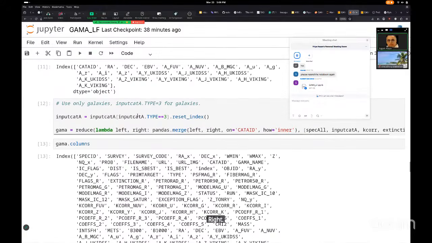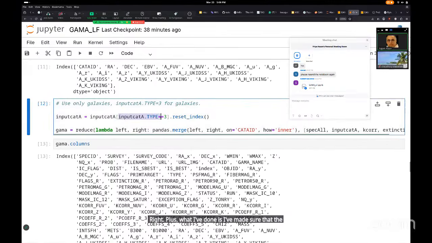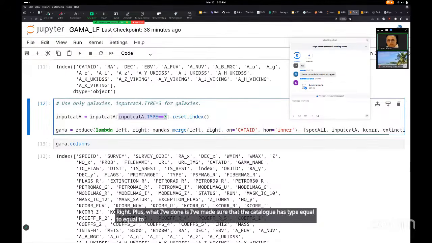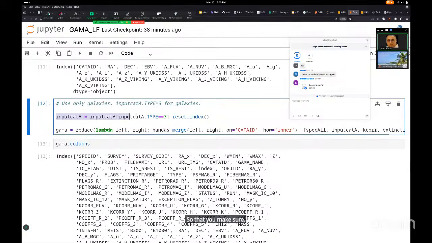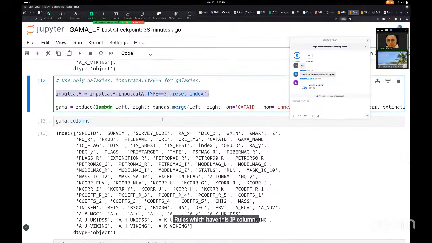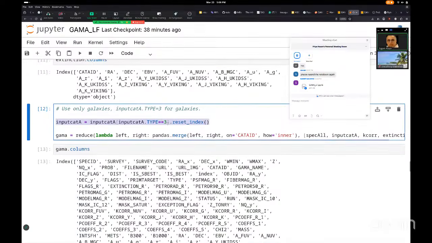First what I've done is I've made sure that the catalog has SURVEY_CLASS equal to 3, because 3 is galaxies. Okay. So that we make sure, and so we only use 3. And you reset the index so that the pandas data frame will only keep those rows which have this equal to 3. Okay, in addition to this, what you can do is for I equal to 3, that is fine.